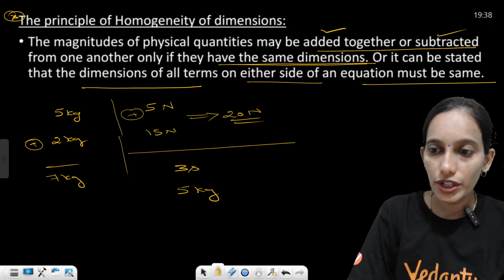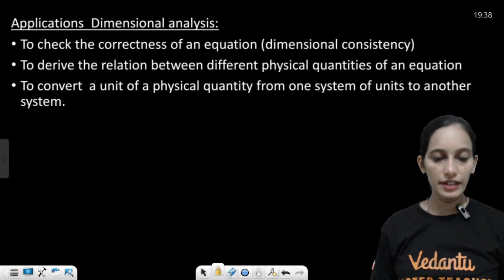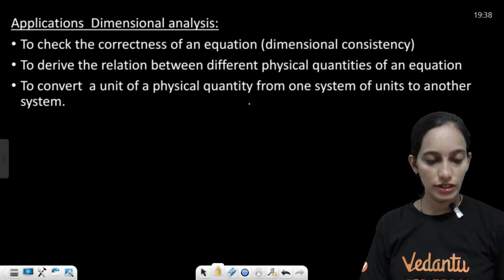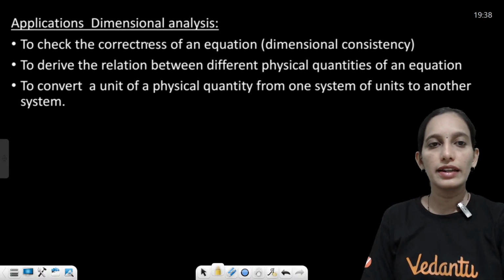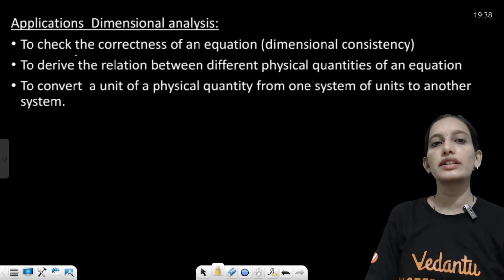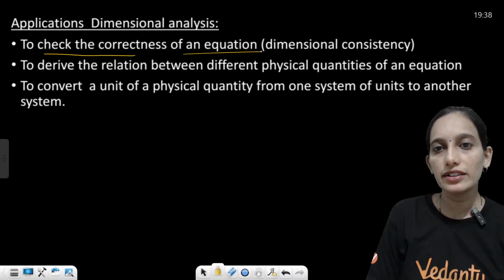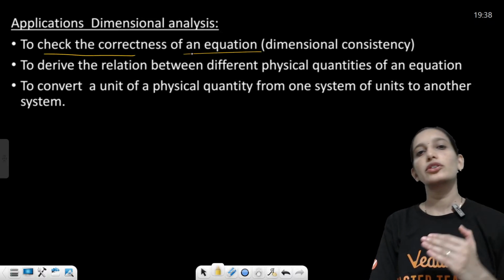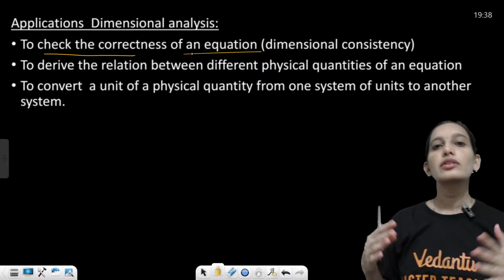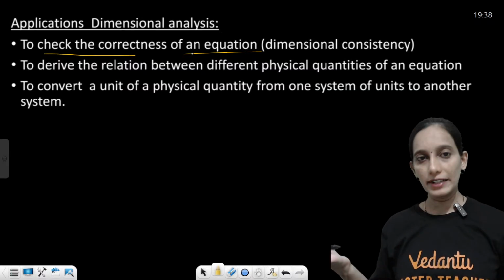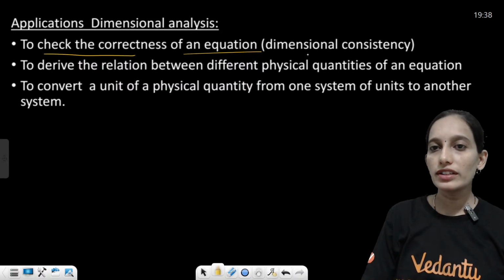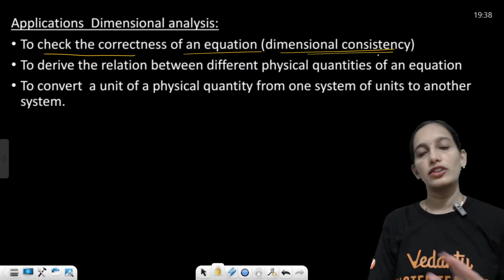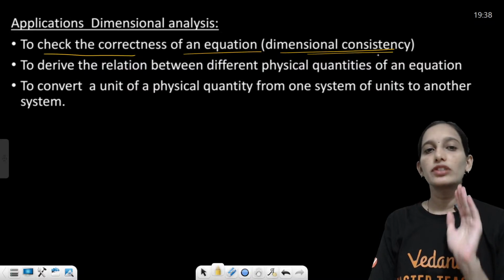Okay, so going to the next concept, that is the applications of dimensional analysis. What are the applications of dimensional analysis? The first one is to check the correctness of an equation. If I give you some physical equation, any formula you can take, I can check whether it is correct or wrong. That is called dimensional consistency. We have to check for the dimensional consistency.